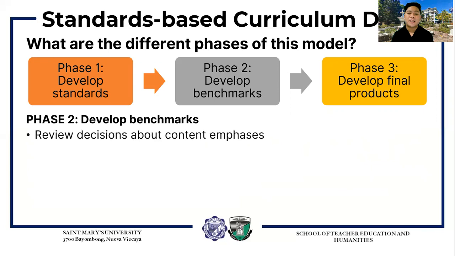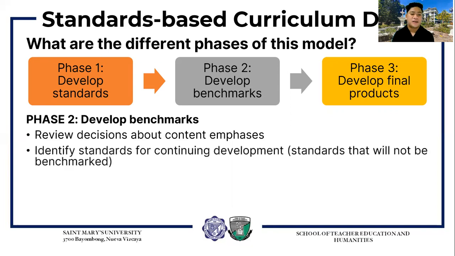So in developing benchmarks, we review decisions about content emphasis. We can review the decisions of other schools and try to reflect on why these schools focus on these standards rather than the others. We can identify standards for continuing development, like standards that will not be benchmarked or standards that are unique for the school or for the institution.